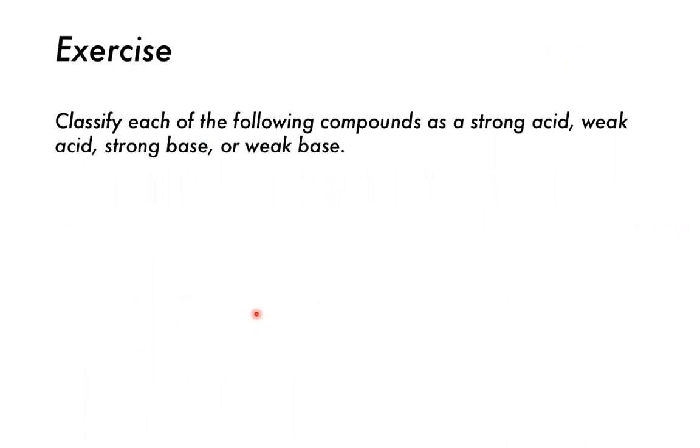Our exercise now is to classify each of the following compounds as a strong acid, a weak acid, a strong base, or a weak base. We have KOH, and we're asked to determine whether that's a strong acid, weak acid, strong base, or weak base. We can use the rules that we saw on the previous slides. I'll give you 5 or 10 seconds. You can think through it, and then I'll go through the answer for this one. Then we can move on to the next ones.